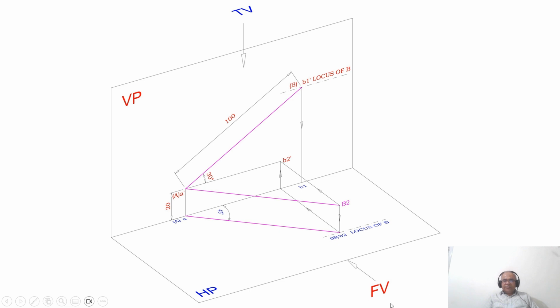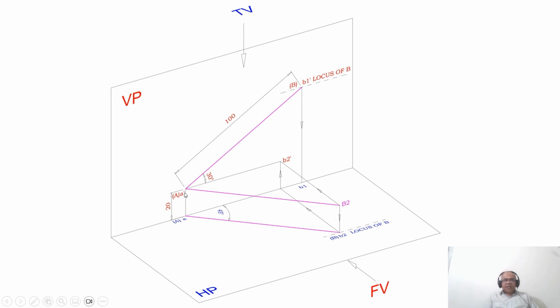Similarly, when you look from the front view, I can see the point A is above HP by 20 mm. What is the front view of the point AB2? The front view of the point AB2 is A dash B2 dash. But do you have the front view of the point? No. We have only the top view of the true length line, which is AB2. To write the front view, A dash is there, but we don't get B2 dash because B2 dash is not there in the given problem.